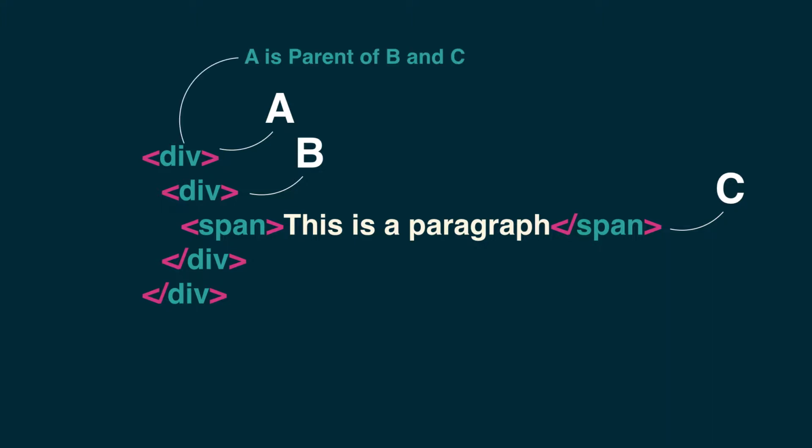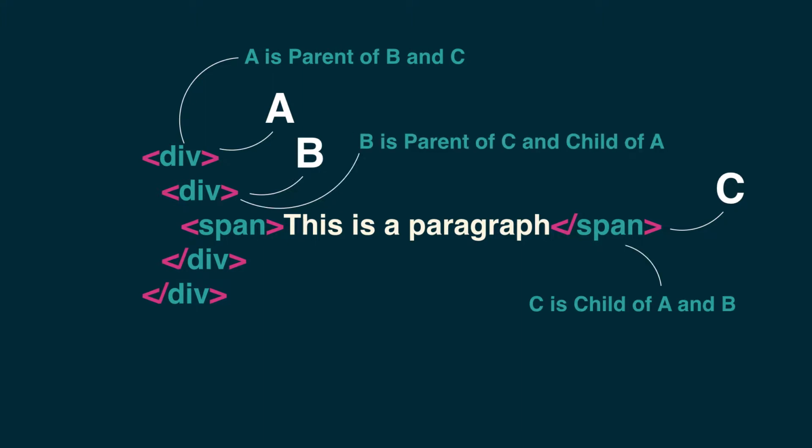So A is a parent of both B and C. So the div that is the outermost containing div is a parent of B and C, the div and the span. So B is a parent of C and a child of A.